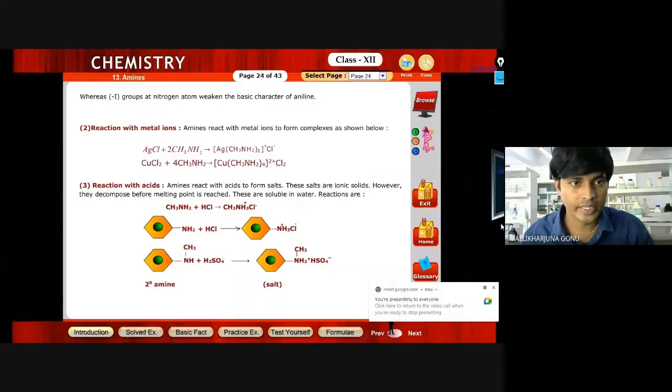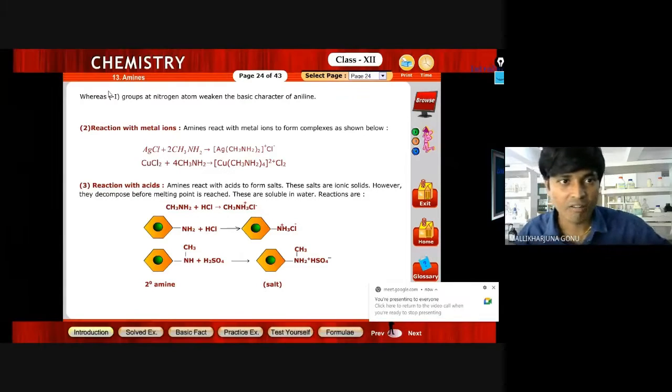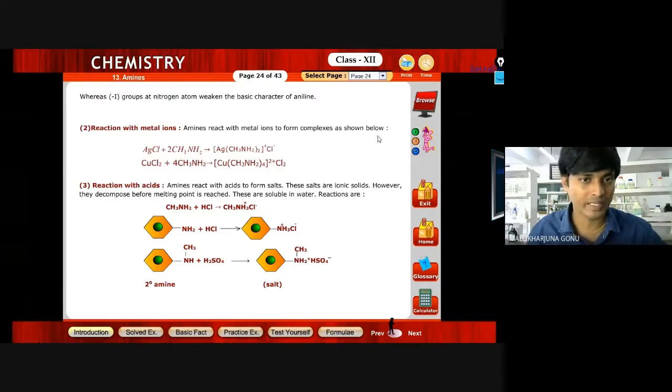Let's go here. So till here we have studied what happens when a donating group is there. What does I stand for? Inductive effect. Plus I groups, minus I groups. Plus I groups like methyl, ethyl, propyl are donating. Minus I groups are NO2, cyano, like that.